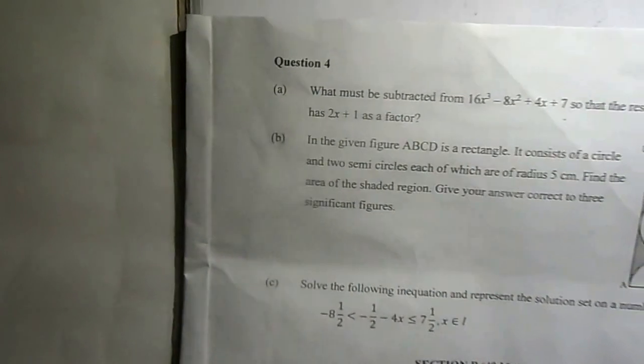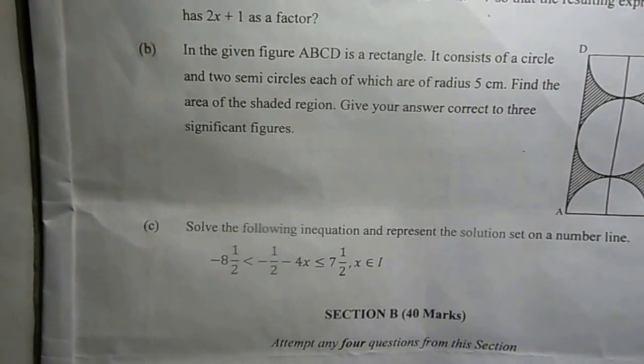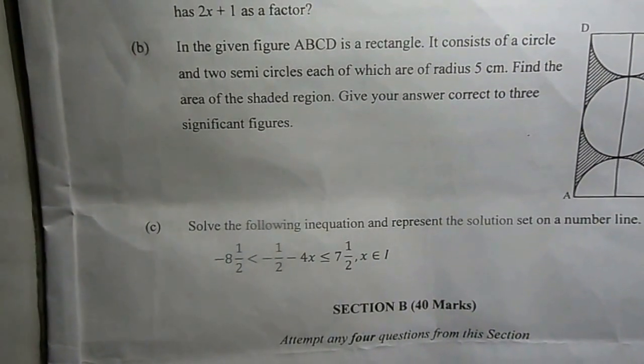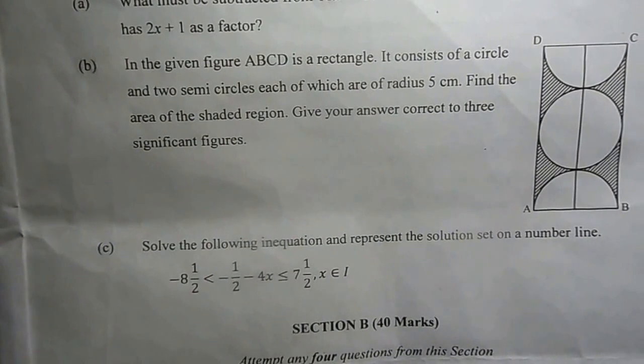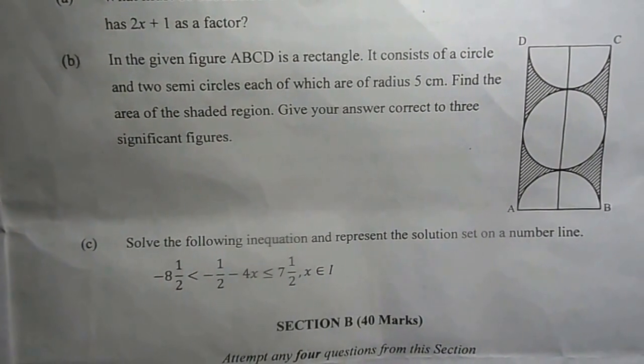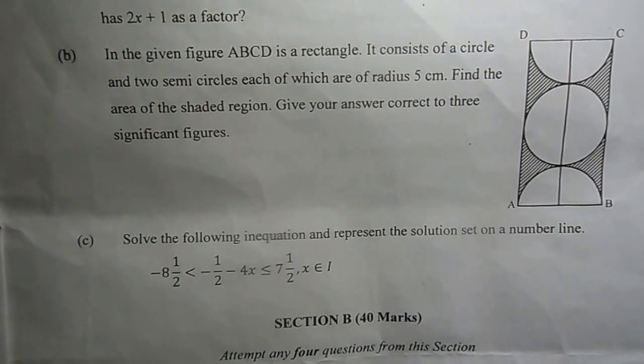Okay, easy. The next question, 4a. Now this question is for mensuration. In the given figure, ABCD is a rectangle. You can see that it is a rectangle. It consists of a circle and two semicircles, each of which are of radius 5 cm. Find the area of the shaded region. Give your answer correct to 3 significant figures.